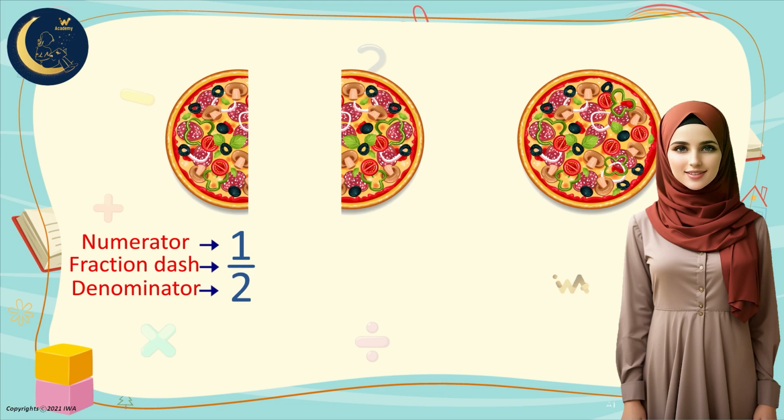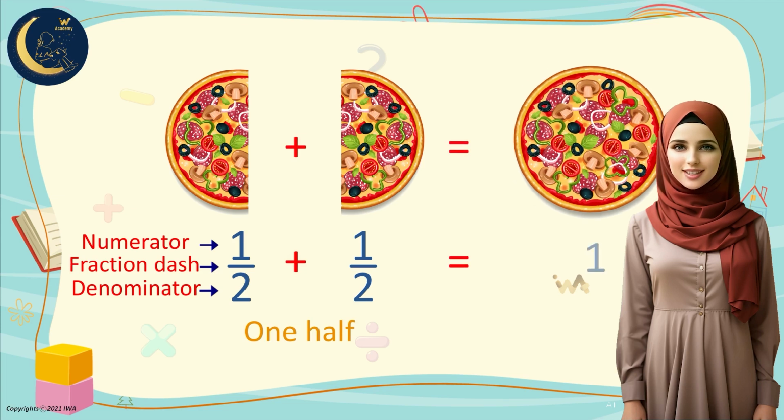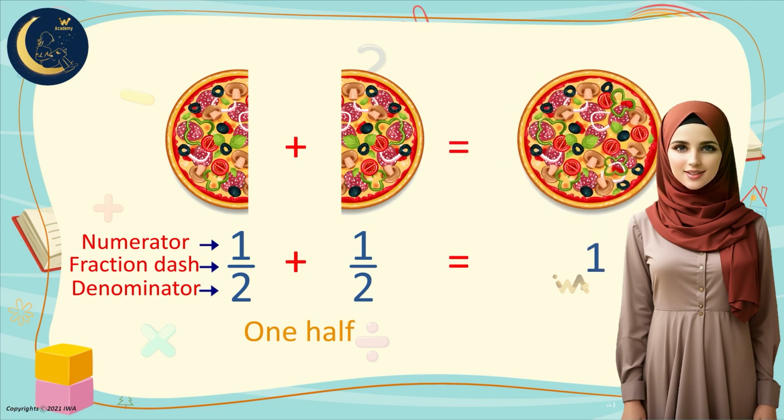Who can tell me how to express this part with fractions? Excellent, 1/2, because we express one part out of 2 parts. It writes in words like this, one half. If we put 2 halves of a pizza together, what does it give? 1 pizza. Well done. So 1/2 plus 1/2 gives the integer 1.